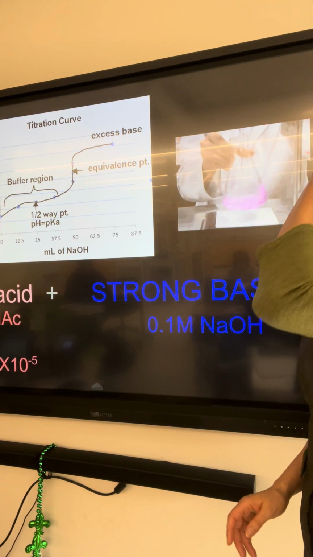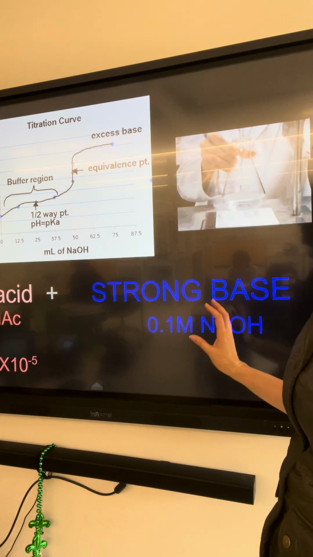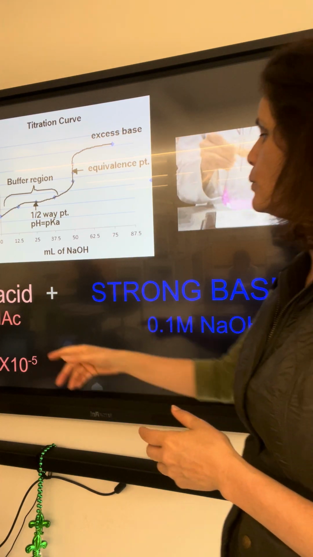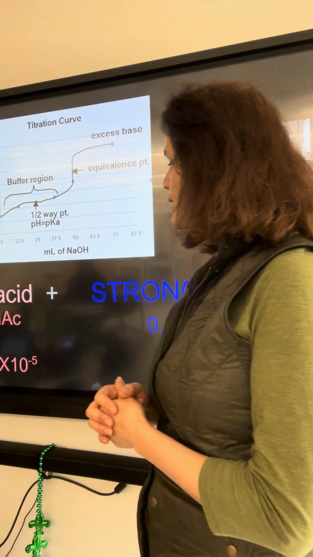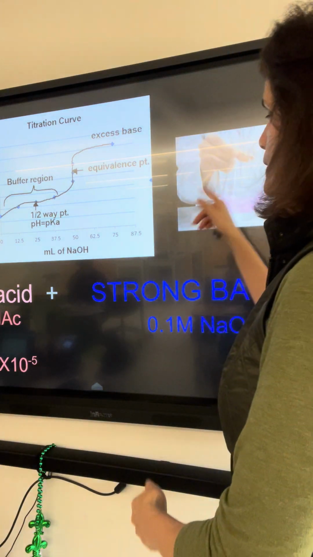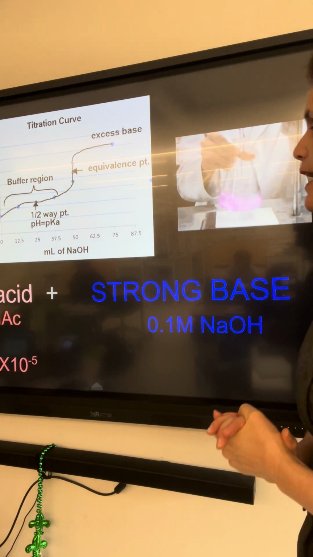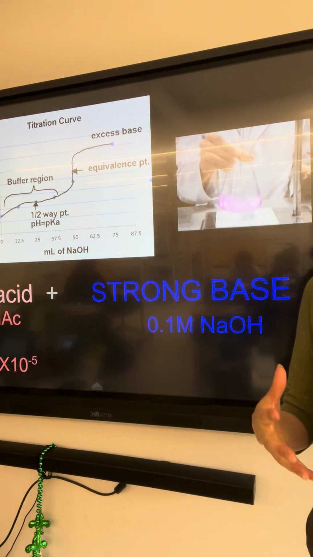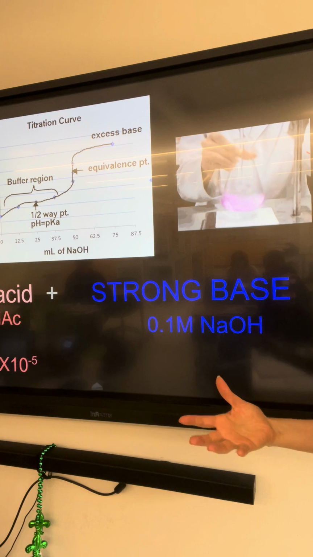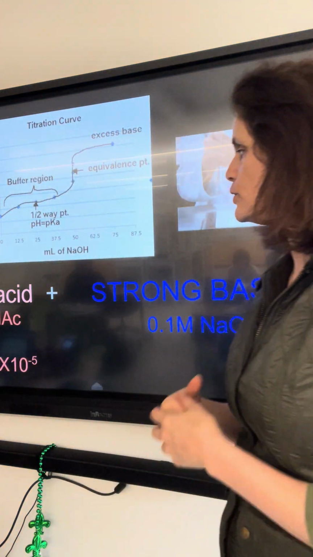Now we're gonna do a titration of a weak acid with a strong base. The weak acid in this case is gonna have a 0.1 molar concentration, and we're also gonna have 60 milliliters of our titrant or analyte. And because we don't know how much it dissociates, we're gonna have a Ka value that we need to use.